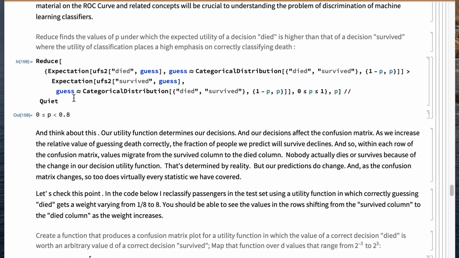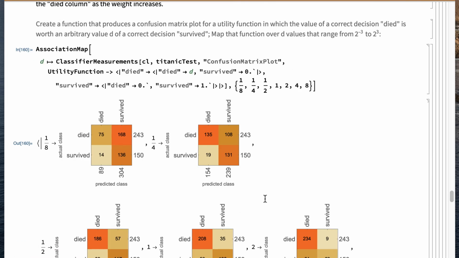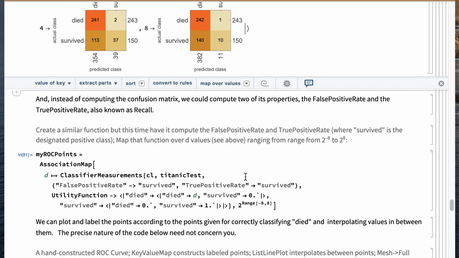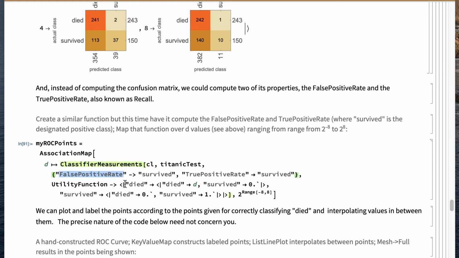This is the idea behind the ROC plot, that by changing the decision utilities, I'm basically changing a cutoff value, a threshold value, and as I do that, my confusion matrix morphs, and as my confusion matrix morphs, all the statistics that depend on the confusion matrix change. So what statistic does the ROC curve want to look at? It wants to look at 2 specific statistics, the false positive rate and the true positive rate.